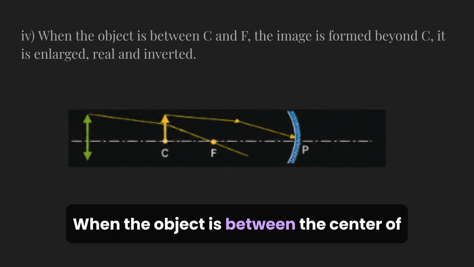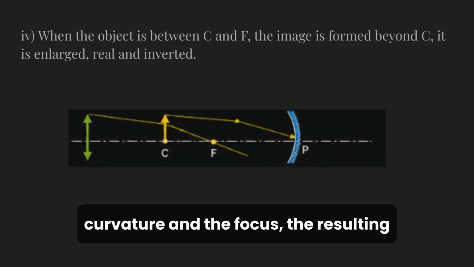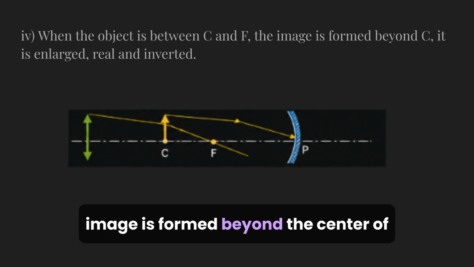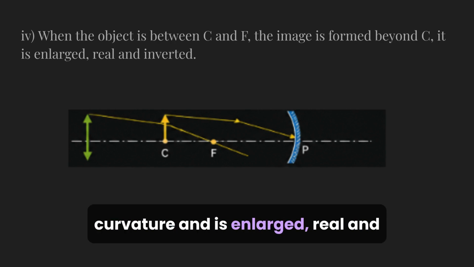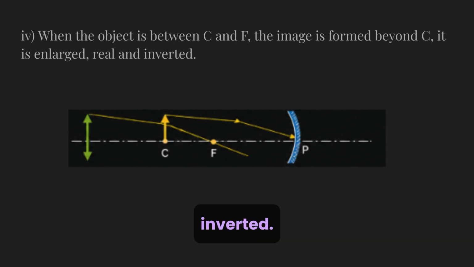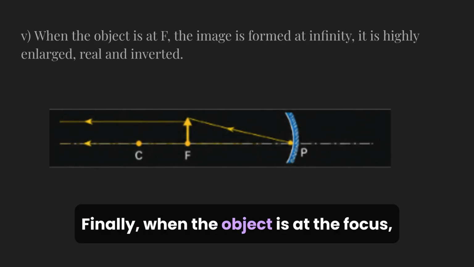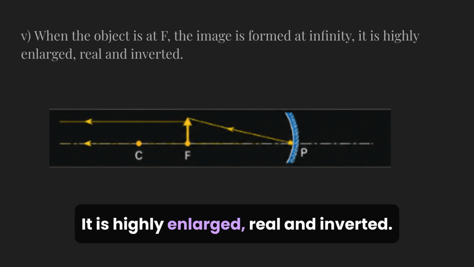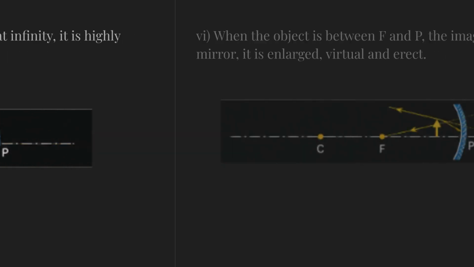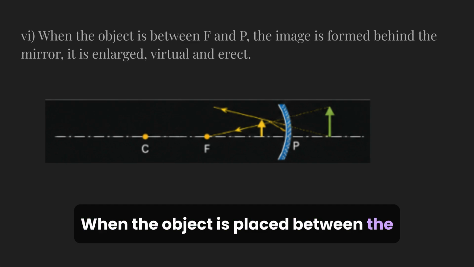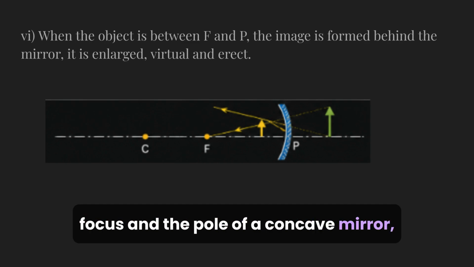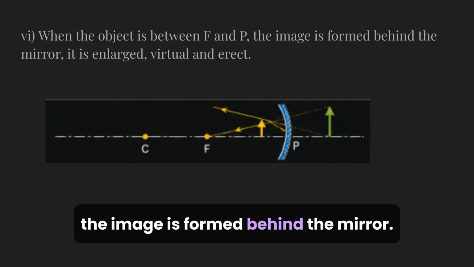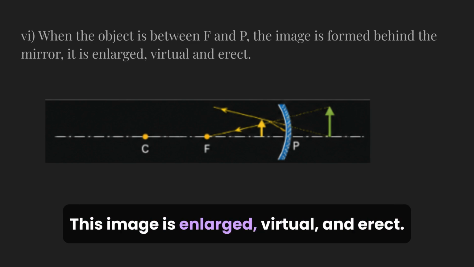When the object is between the center of curvature and the focus, the resulting image is formed beyond the center of curvature and is enlarged, real, and inverted. Finally, when the object is at the focus, the image is formed at infinity. It is highly enlarged, real, and inverted. When the object is placed between the focus and the pole of a concave mirror, the image is formed behind the mirror. This image is enlarged, virtual, and erect.